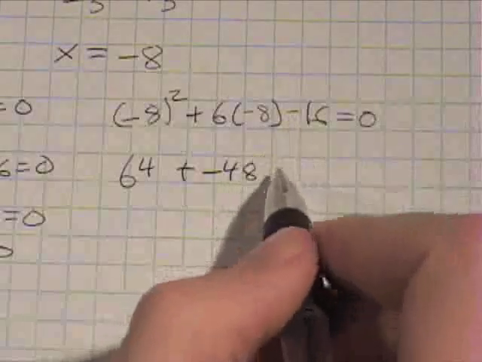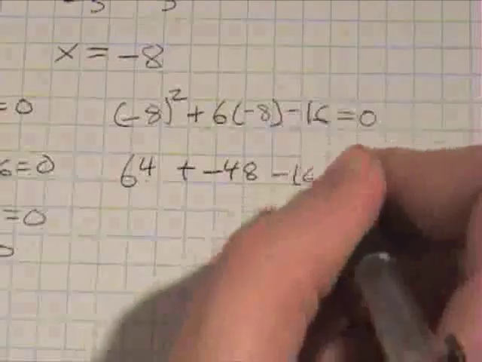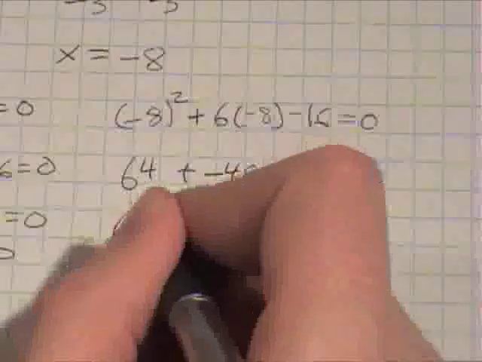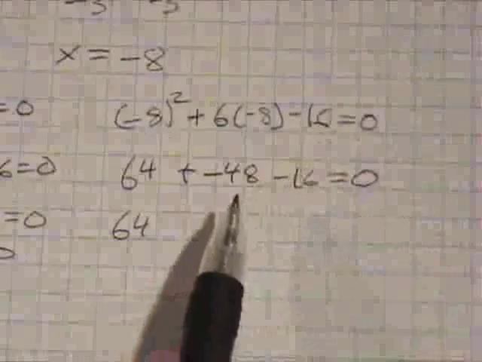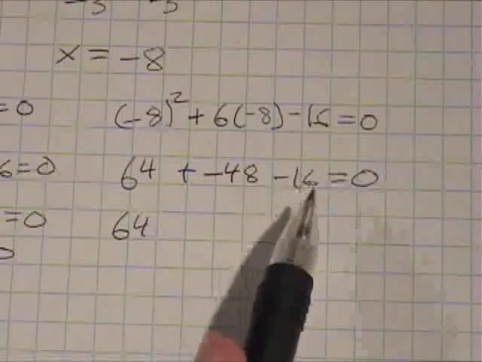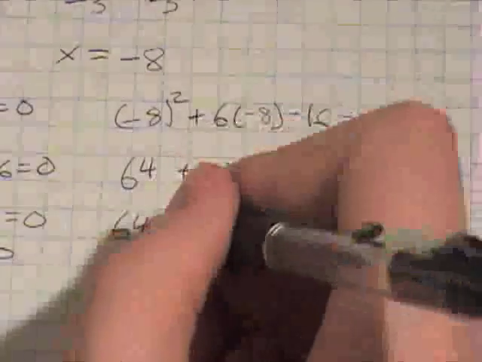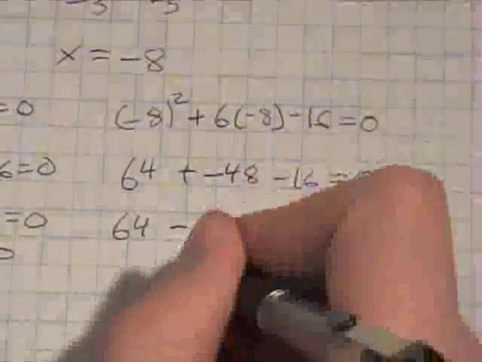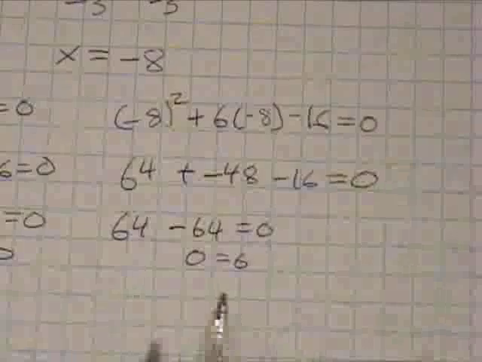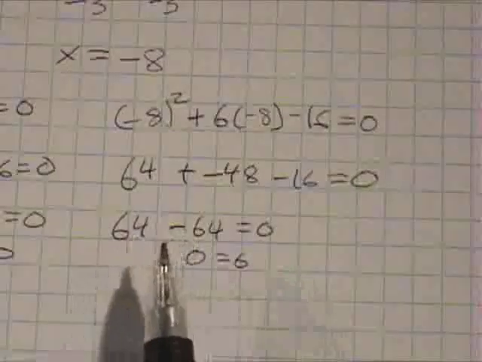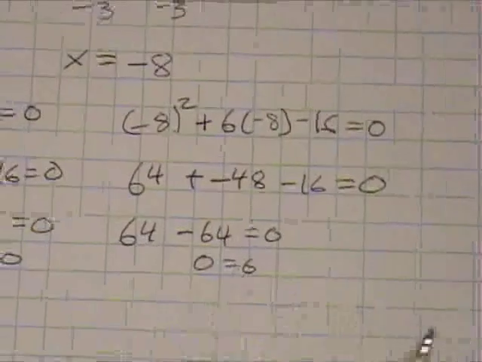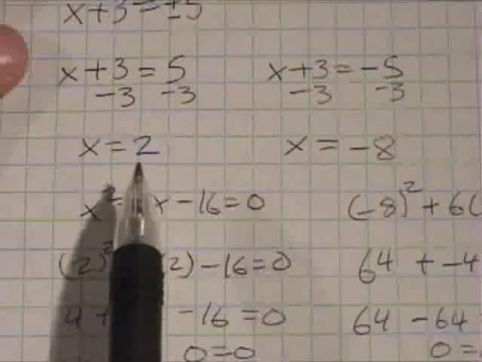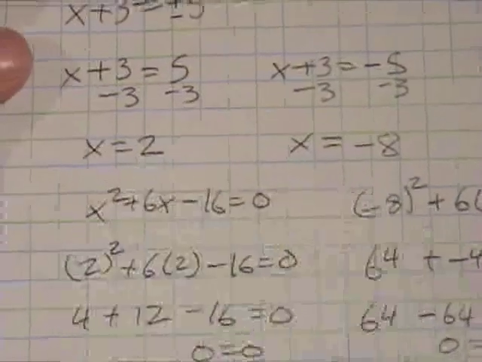And then here we have negative 16 equals 0. So let's add some terms together. We have 64 and then negative 48 plus negative 16 is negative 64. Equals 0. That in fact does equal 0 when you subtract 64 from 64. So this also checks out. So now we've gone ahead and solved the quadratic equation and checked each of the solutions.